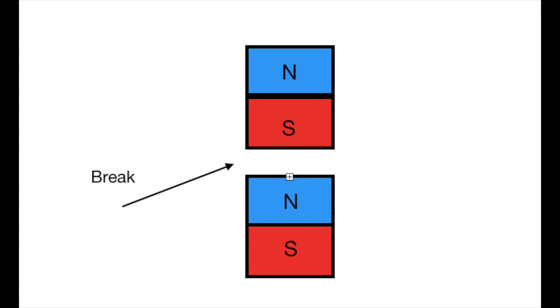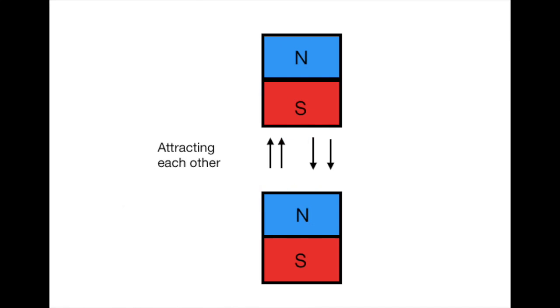Keep splitting and you will eventually end up with a single electron. Turns out, this electron has its own north and south pole. This essentially means that an electron is a magnet. The importance of these poles is that opposite poles attract. A north pole will attract the south pole, and a south pole will attract a north pole.